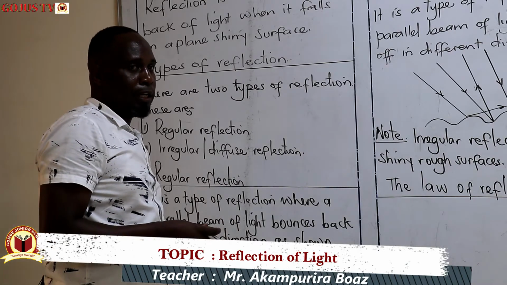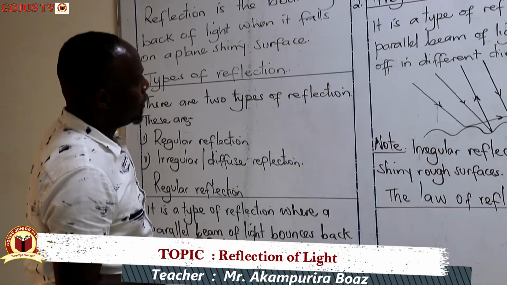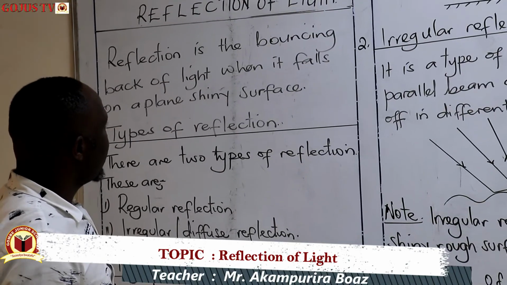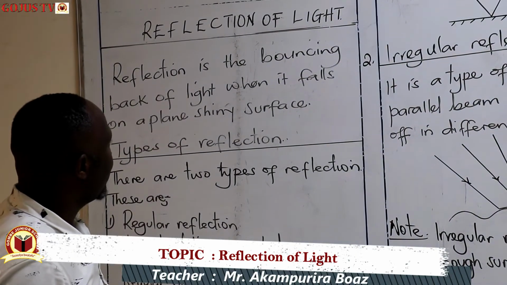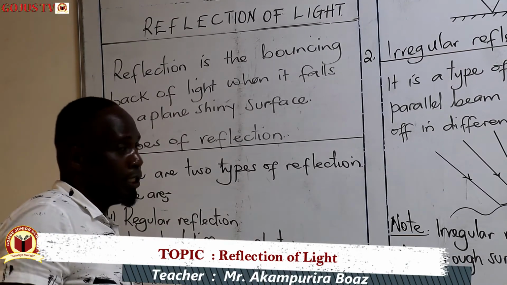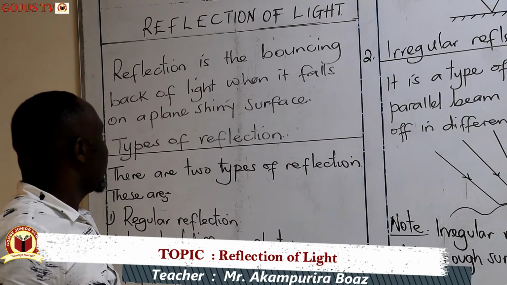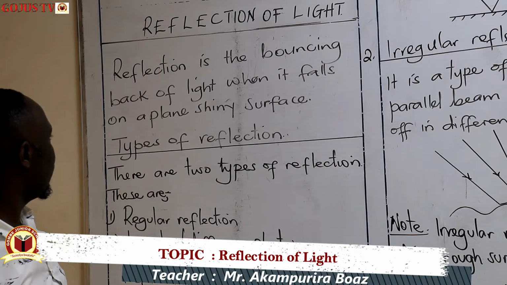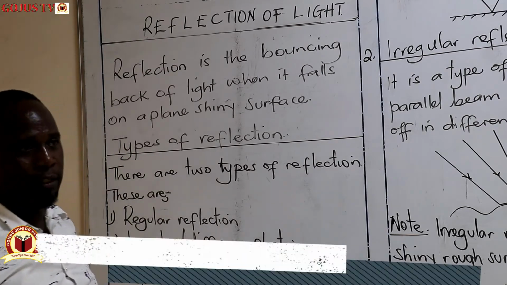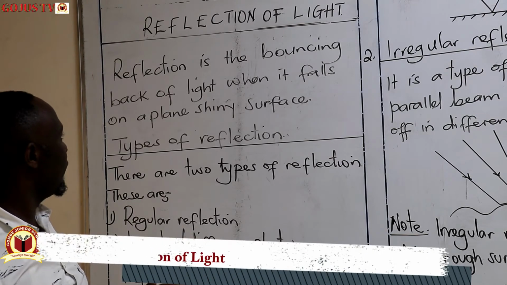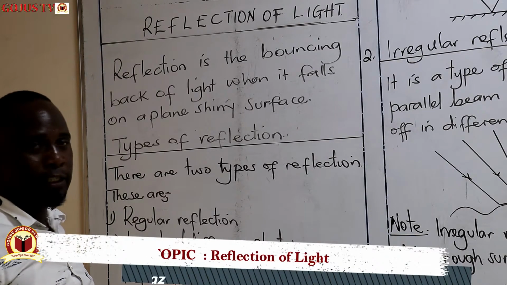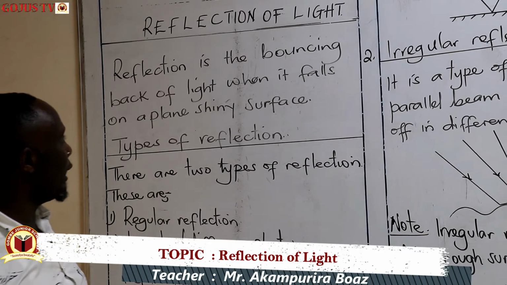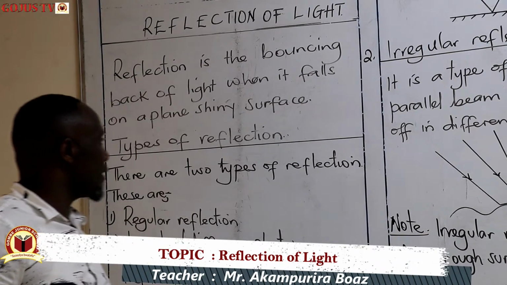You remember, as I was introducing this lesson about light, I said reflection of light enables us to see objects. How? Because light from them is reflected into our eyes. So, reflection is the bouncing back of light when it falls on a plain, shiny surface. Dear candidates, even if you said a reflection is the bouncing back of light, that would be okay. But if you want to be comprehensive enough, then you can add when it falls on a plain, shiny surface.